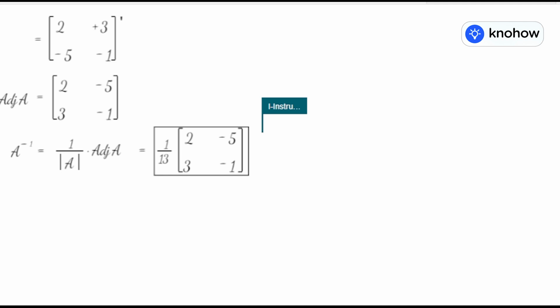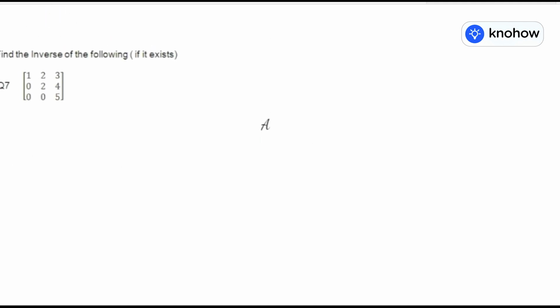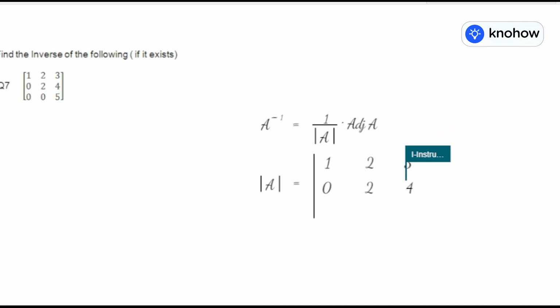Find the inverse of the following matrix. What is the definition of A inverse? It is 1 by determinant A into adjoint A. Okay, let me first work out the value of determinant A. That is the determinant 1, 2, 3, 0, 2, 4, 0, 0, 5.